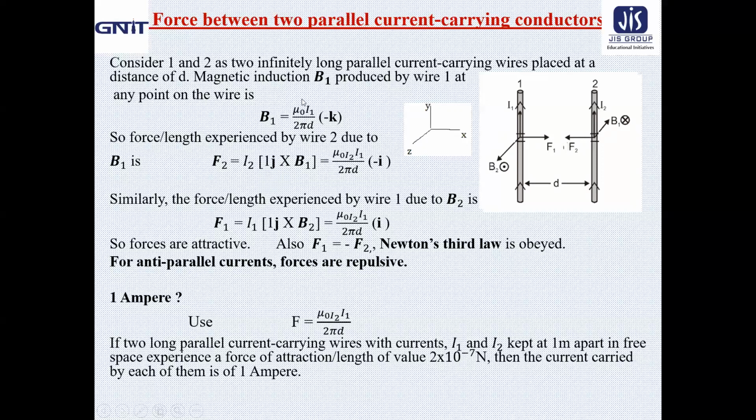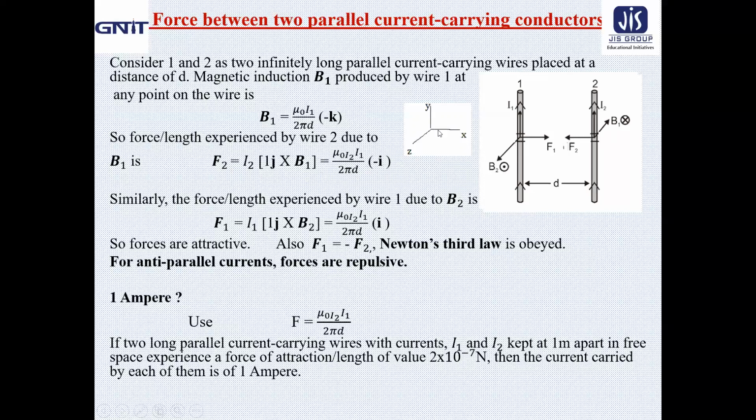So by combining them, if you put the value of B1 here, what will you find? Mu naught I1 I2 by 2 pi d, then we will have j cross k with a negative sign, because k will come here. J cross k equals i, we all know. So with minus i, F2 is the force working on wire 2 due to the current carrying wire 1, and the result is mu naught I1 I2 by 2 pi d in magnitude. And what about the direction? Minus i.